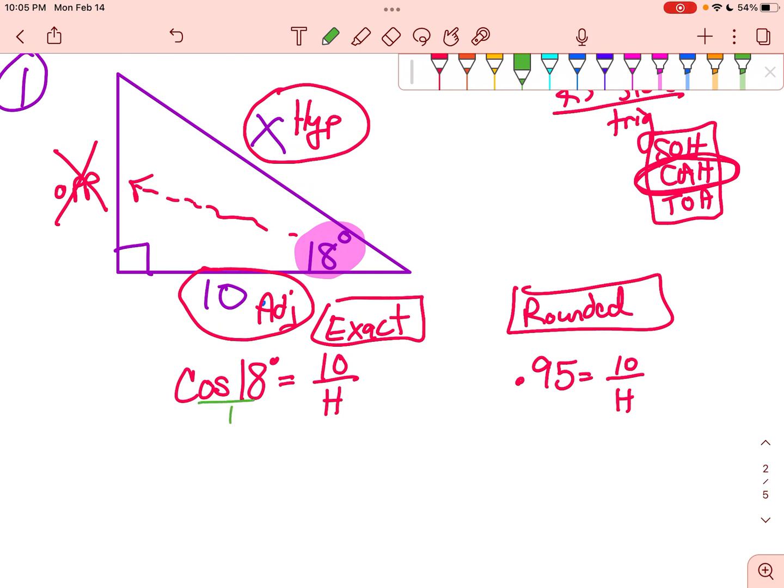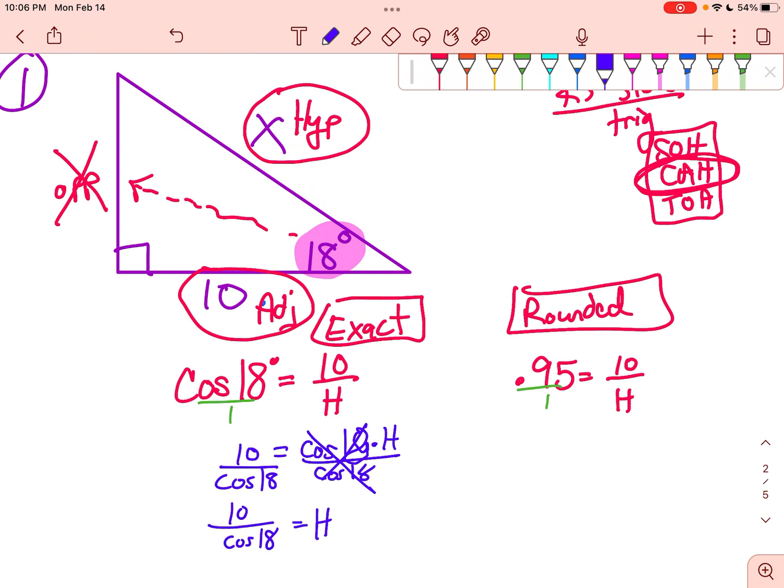I like to just go ahead and put this over 1, and then we can cross multiply. When you cross multiply, you have 10 is equal to the cosine of 18 times h. Divide by the cosine of 18, divide by the cosine of 18, and so h is equal to 10 divided by the cosine of 18.